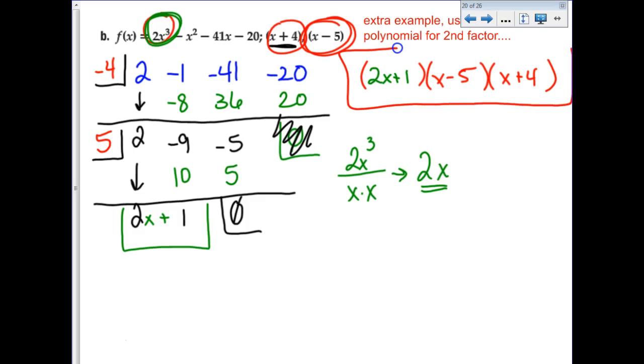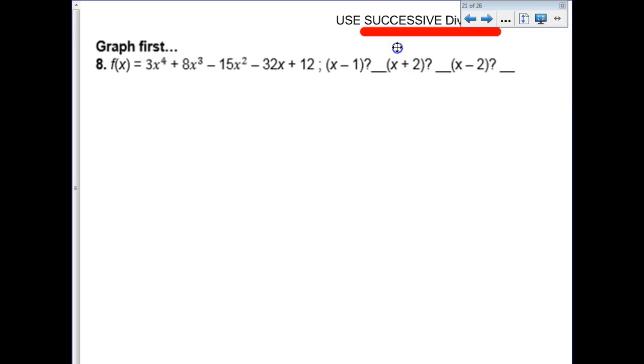So that's kind of a cool technique. If you happen to know more than one factor, you can do successive divisions and whittle yourself all the way down to the smallest possible polynomial. So for us, that would be a linear. All right, this one is on your notes, I believe.